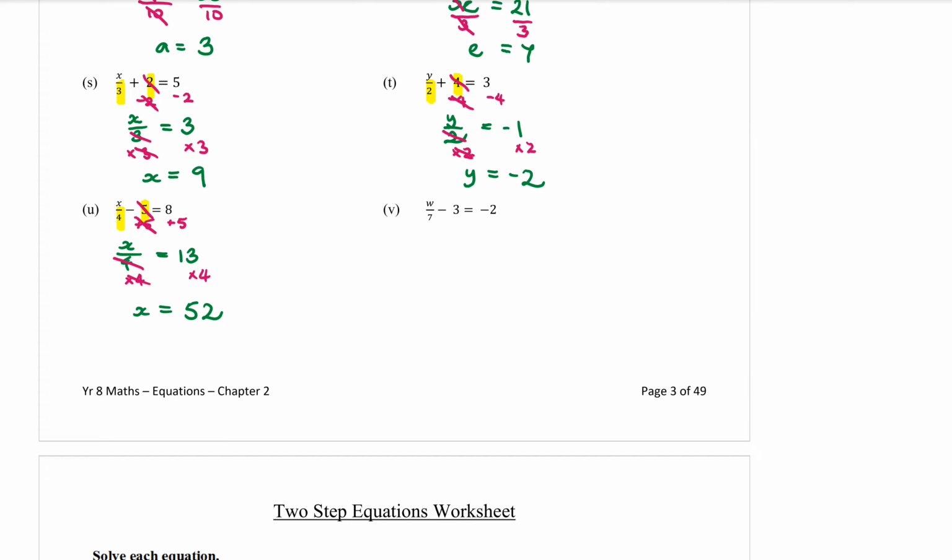And for V, we have W divided by 7, and then we want to take away 3. So in reverse order, I have to add 3 first, doing the opposite. Cancel that off. W over 7 is left. Negative 2 plus 3 makes a positive 1. Then to get rid of the 7, I need to times it. W is by itself, and 1 times 7 is 7. Okay, that's it.